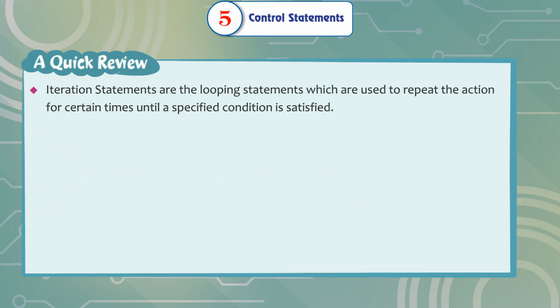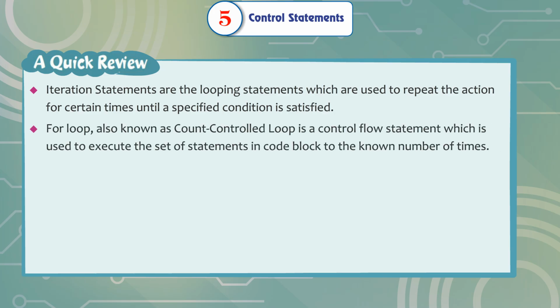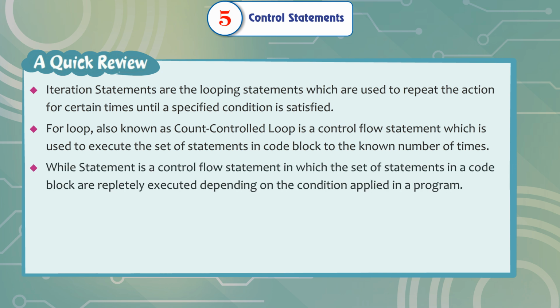Iteration statements are the looping statements which are used to repeat the action for certain times until a specified condition is satisfied. For loop, also known as count-controlled loop, is a control flow statement which is used to execute the set of statements in code block a known number of times. While statement is a control flow statement in which the set of statements in a code block are repeatedly executed depending on the condition applied in a program.